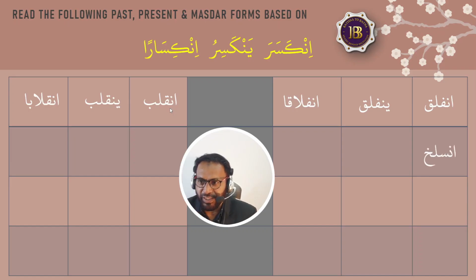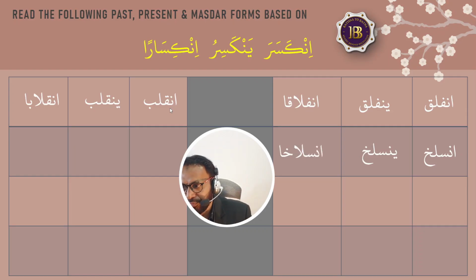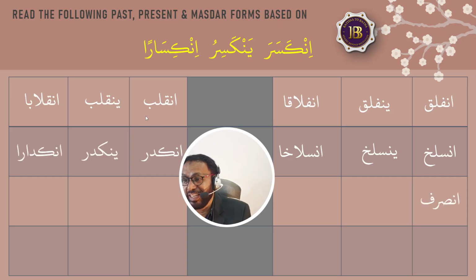This also comes in the Qur'an. Insalaka, yansaliku, insilakhan, to pass, to get over, to finish. Then it is inkadara, yankadiru, inkidaran, to fall off. Our sarf: insarafa, yansarifu, insirafan, to turn away, to be in the state of turning away, going away.